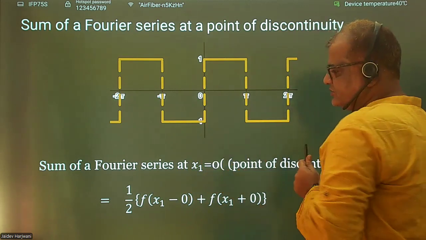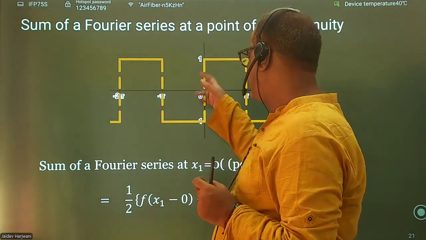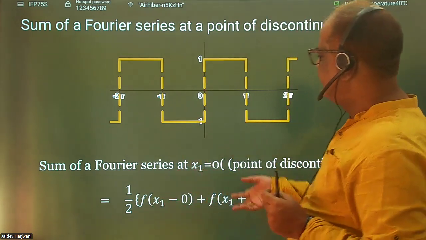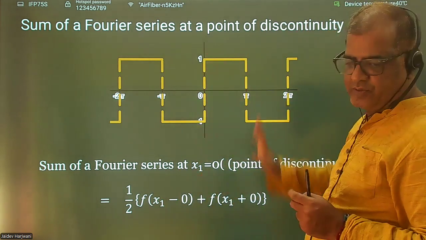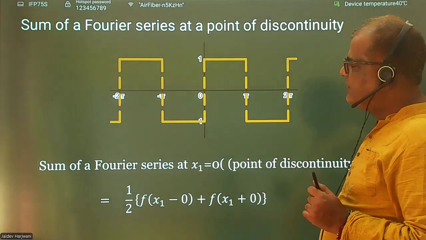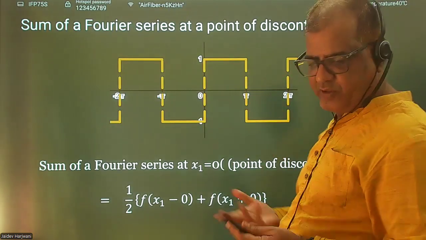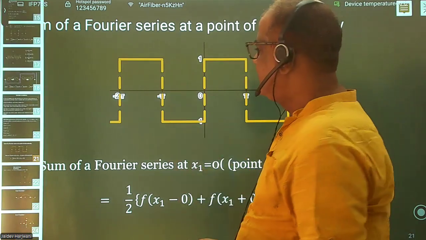And if I go slightly beyond 0, that means we approach from the right, my function has the value 1. So in order to write the function value at a discontinuity, we need to take the average. Okay, for example, here minus 1 and 1. The average of the function is 0 at this discontinuity. Similarly, at other points also you can write. So whenever we require the value of the function at a discontinuity, we need to take the average.